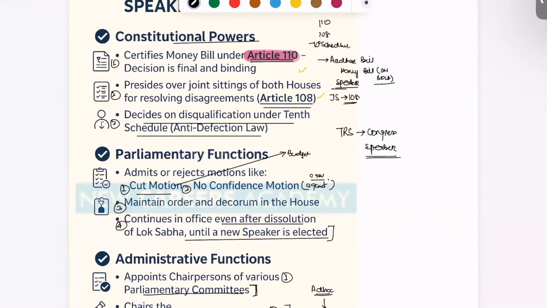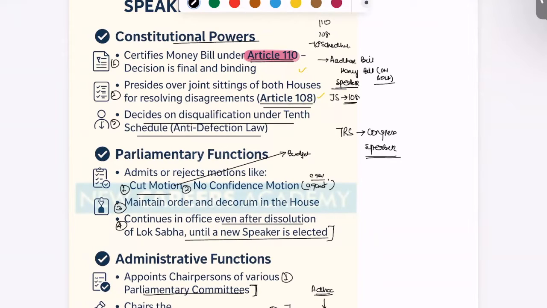What are the powers the speaker enjoys? Any money bill can only be certified by the speaker. So the money bill is passed only in Lok Sabha. Rajya Sabha has no power. So the speaker technically has more powers than the Vice President, because he's the one deciding which is the money bill or a regular bill. Is it clear?